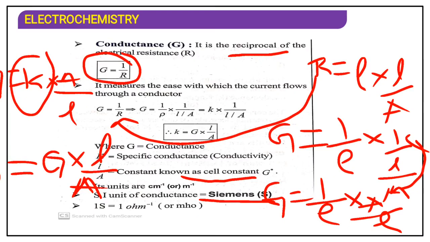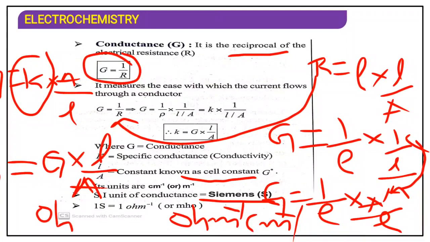Another units of K are ohm inverse centimeter inverse, or ohm inverse meter inverse. These are the other SI units of conductance or specific conductance. So these are the few concepts about conductance, specific conductance and cell constant.